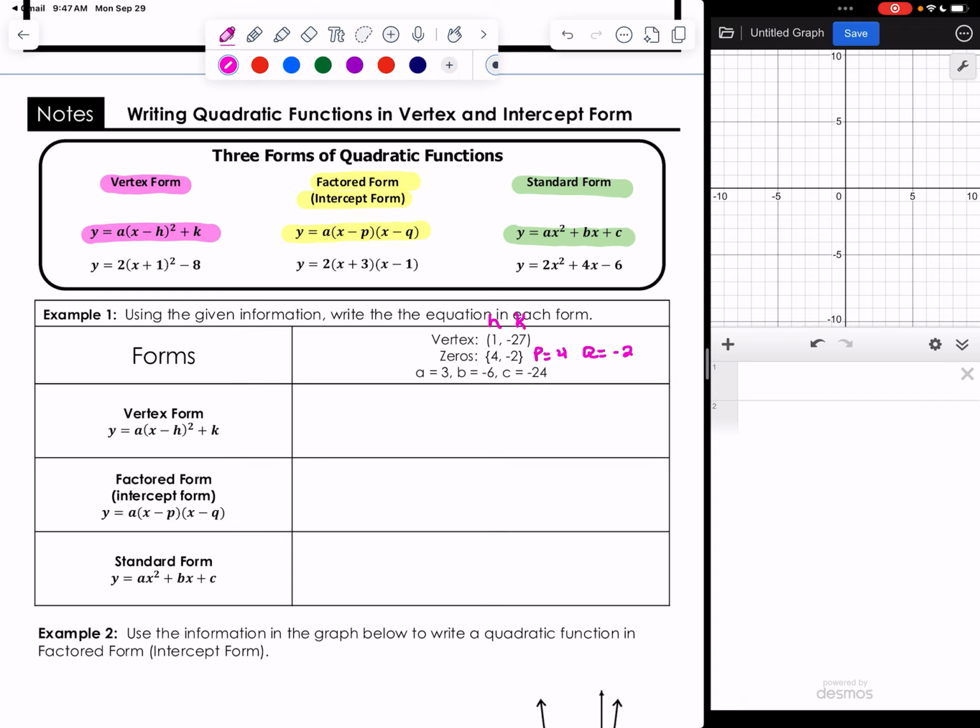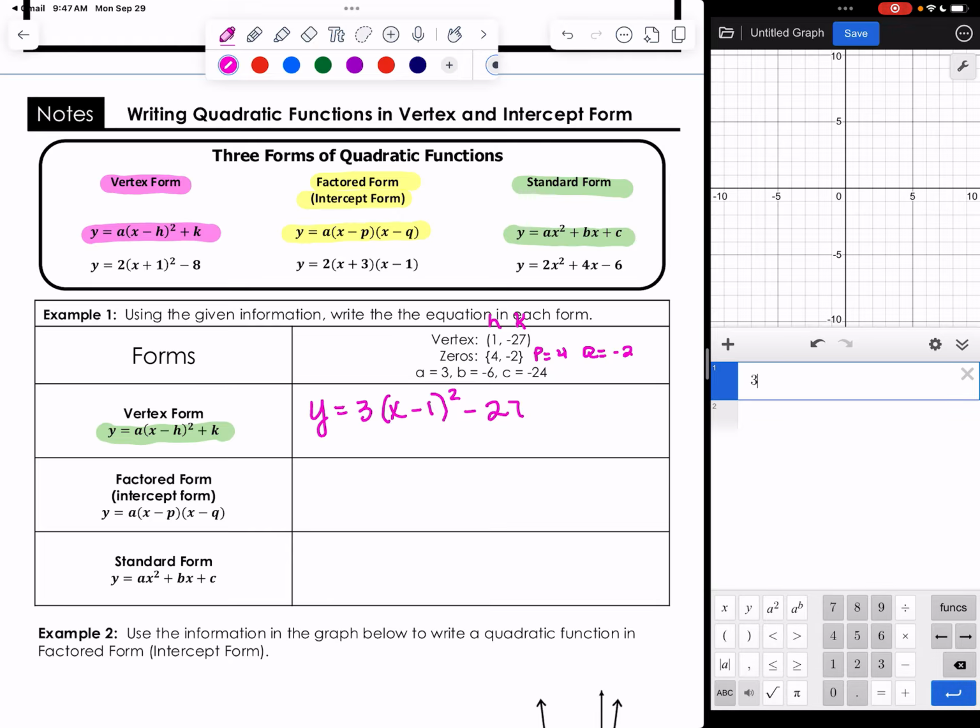So to write our function in vertex form using this formula right here, we're going to need the value of a, which is 3. Then we need our h value, and that is 1, so (x minus 1) squared, and then our k value, which is minus 27. So here's how we could write our function in vertex form. Now let's just graph that function. 3 times (x minus 1) squared minus 27.